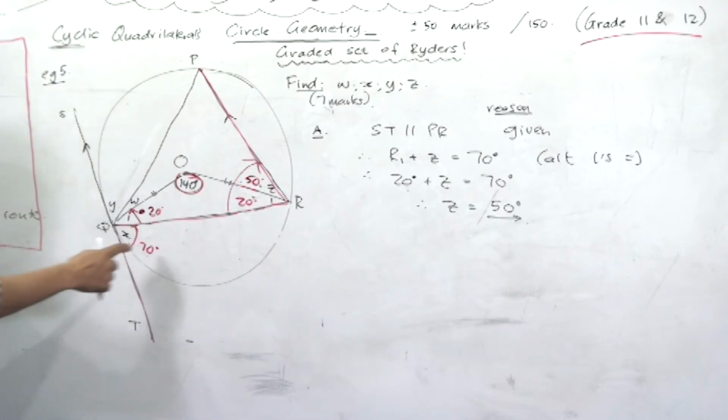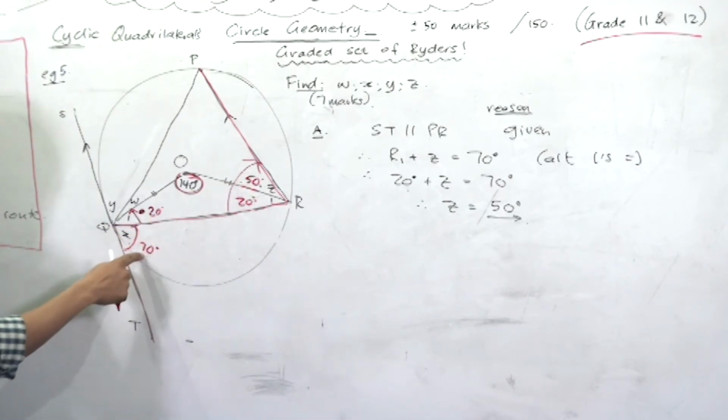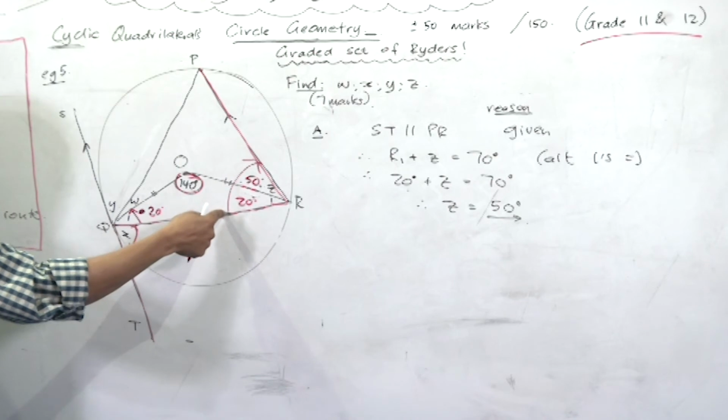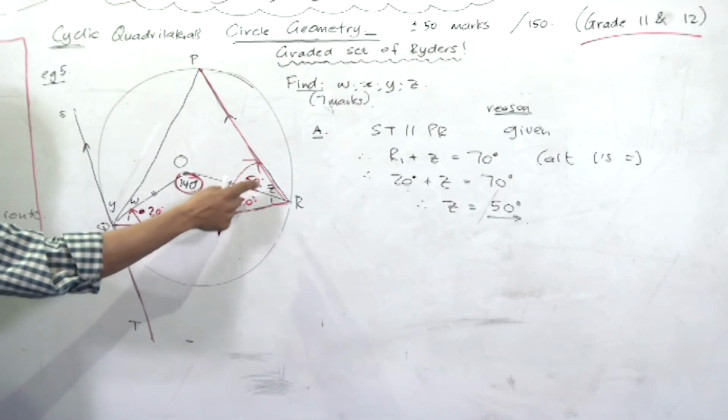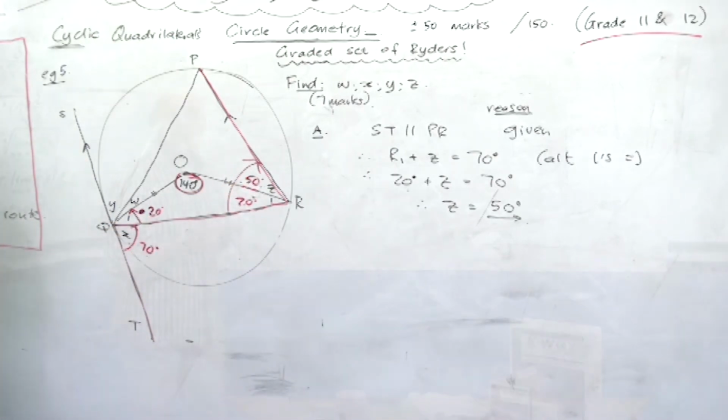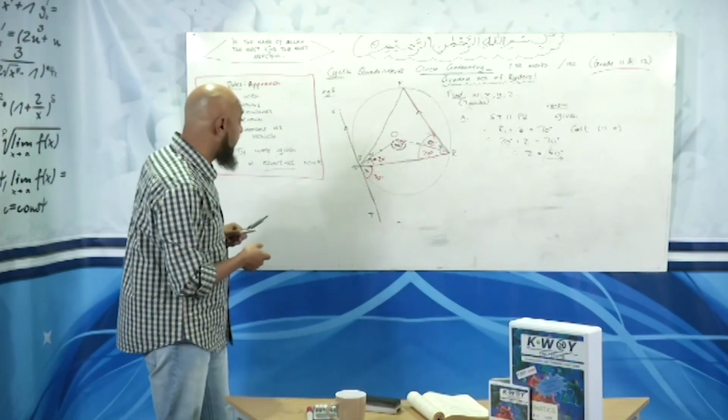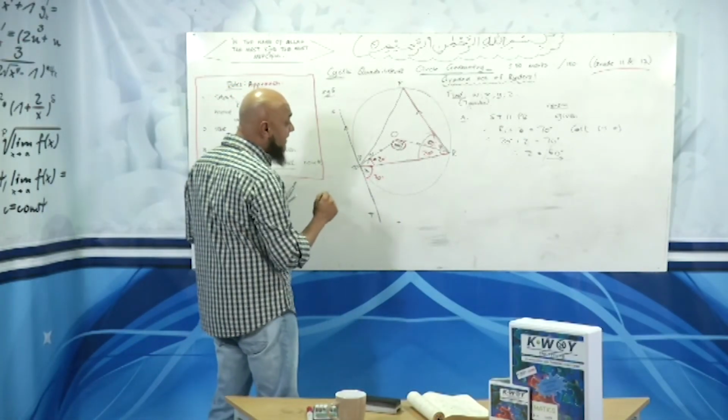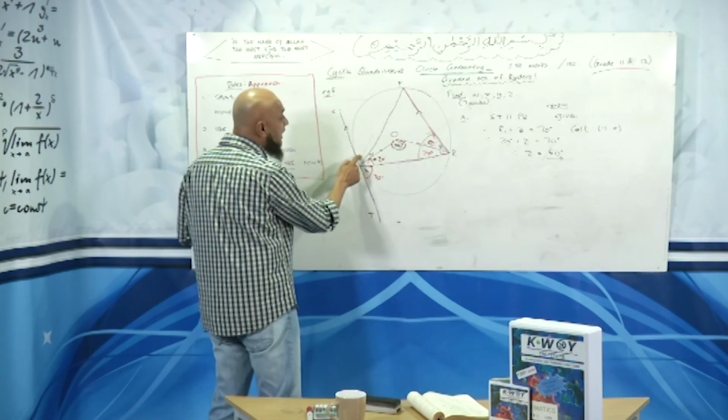Okay? These two angles are equal to each other. This is 70. This entire angle must be 70. If R1 is 20, therefore angle Z must be 70 minus 20, which is 50. Okay, we're short of two more angles, guys. We're short of W and we are short of Y.